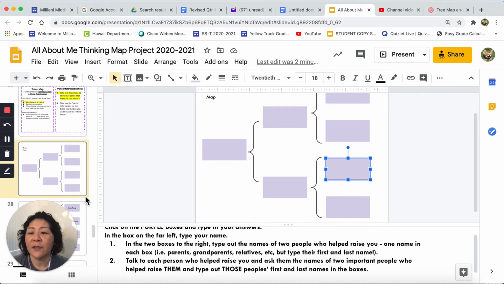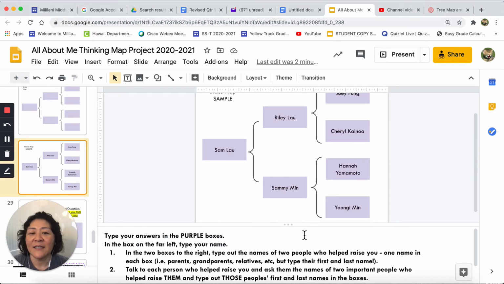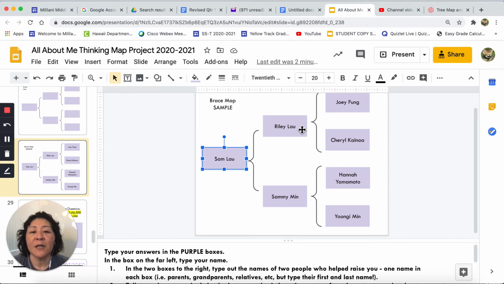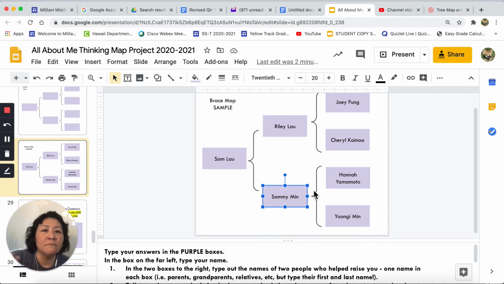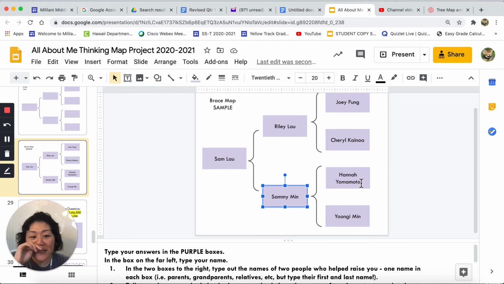Okay, so I'm going to move on to slide 28. Slide 28 is an example. I intentionally made this example kind of haywire with last names, because families are really complicated, and that's okay. The imaginary student who completed this brace map was Sam Lau. Sam Lau was raised by Riley Lau and Sammy Min. Riley Lau was raised by Joey Fung and Cheryl Kainoa. Sammy Min was raised by Hannah Yamamoto and Yoongi Min. So this is Sam Lau's brace map, and it's kind of like a family tree.